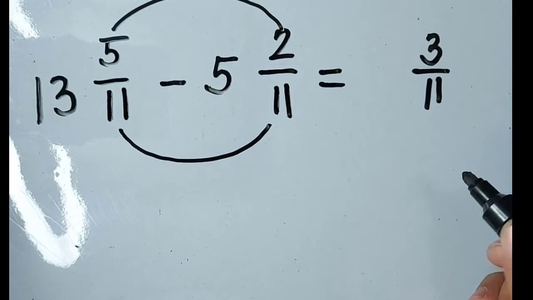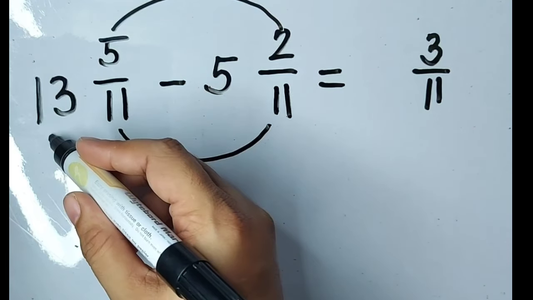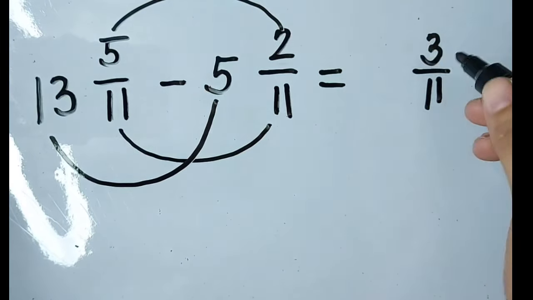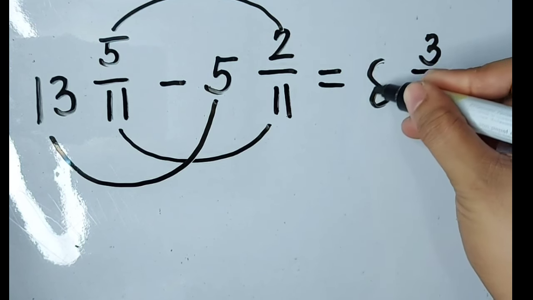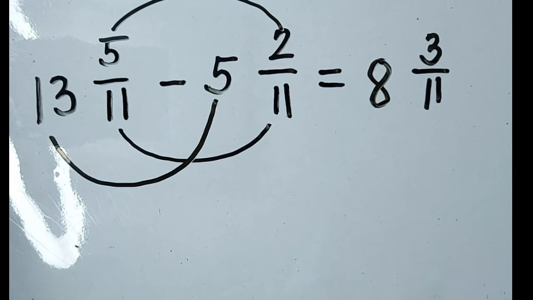And then let's subtract the whole numbers. 13 minus 5 is equal to 8. Since we have a simplified answer, no need for us to reduce it to lowest term. Our final answer is 8 and 3 over 11.